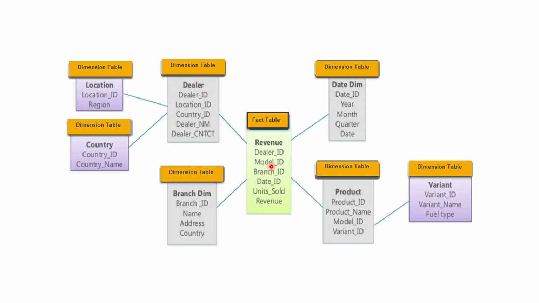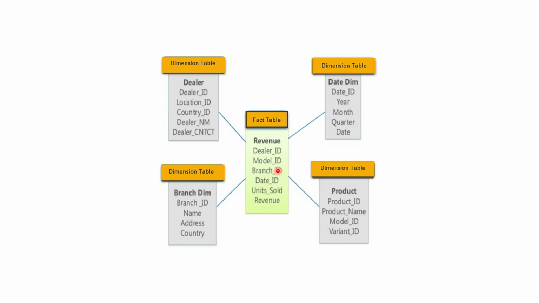For a snowflake you can see the fact table, then the dimension table of dealer is subdivided into location, and a dimension table of country, that is country id and country name, and location with region and location id. Product also has a sub-dimension of variant id, variant name and fuel type. Basically these are the different types of variants available in product. So this is a snowflake schema example, and this is the star schema example.